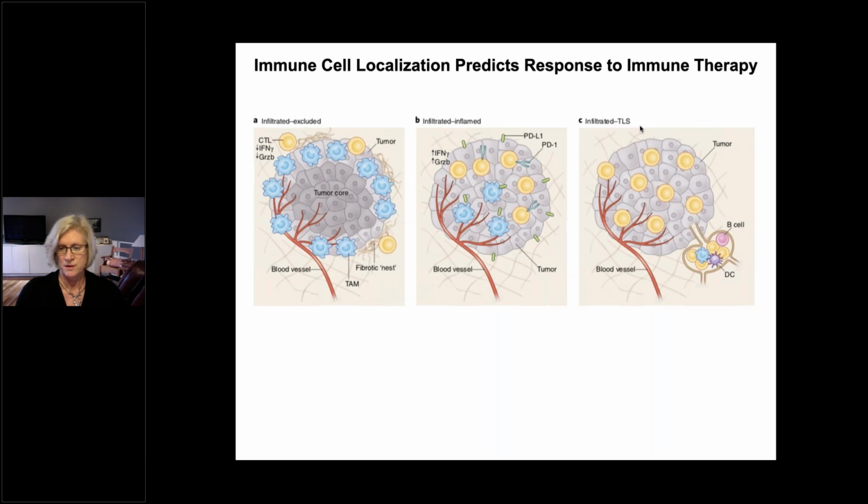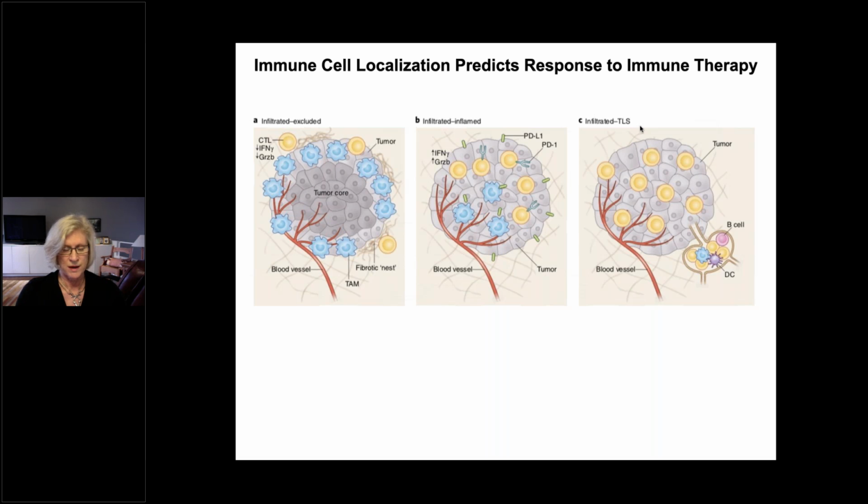And then there's this other interesting situation on the right that's known as infiltrated TLS, which stands for tertiary lymphoid structure. These are lymph node-like structures that sometimes can be seen in tumor margins, where there seems to be some organization of the immune cell subsets and collection. And these, again, can be prognostic in breast cancer in particular.